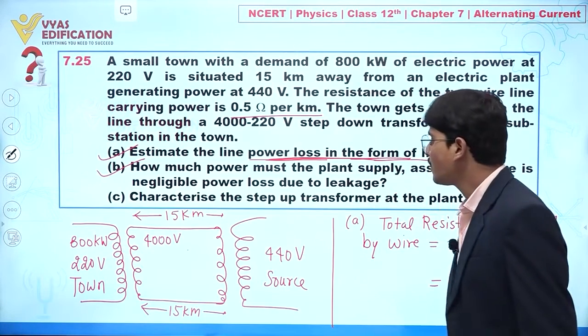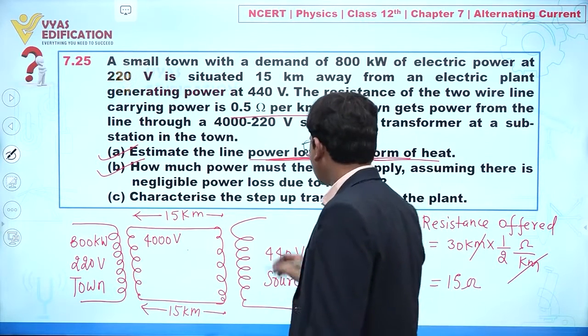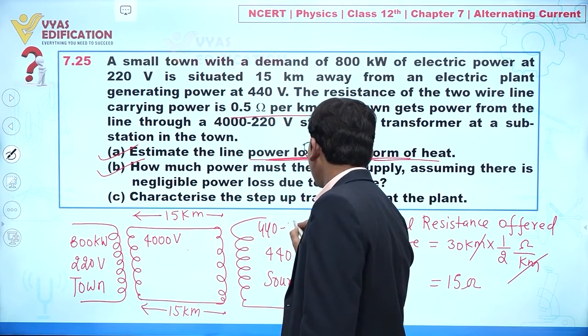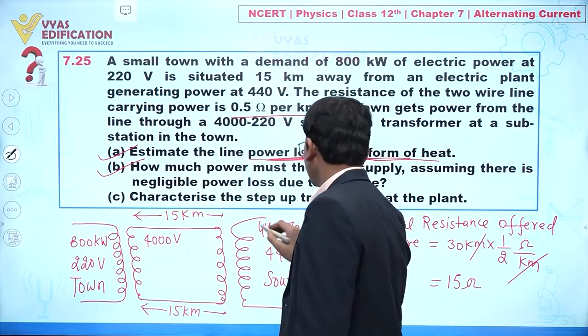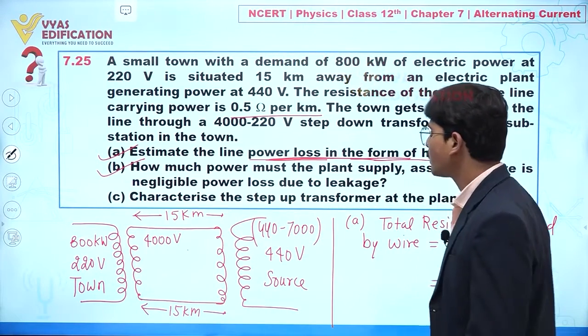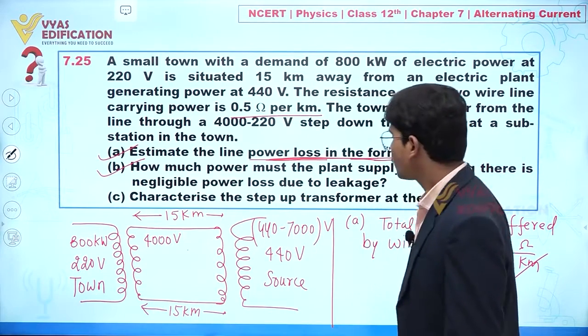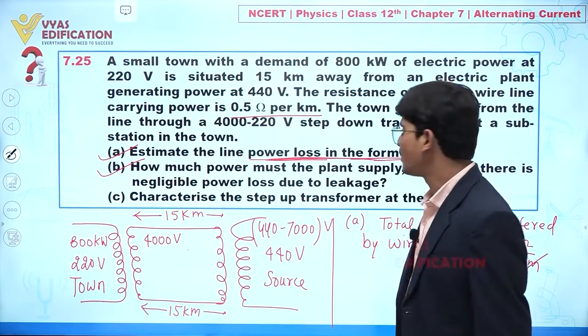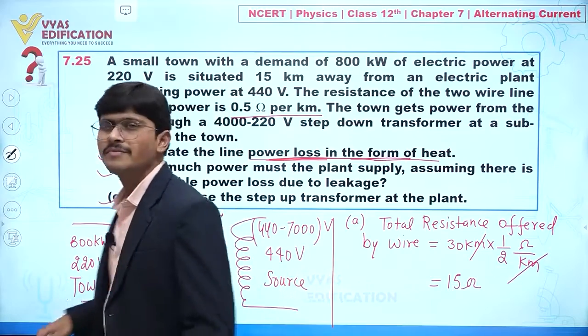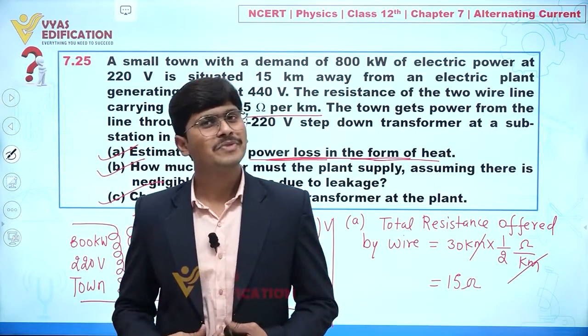It means if I am talking about the step up transformer, it should have 440 and 7000 volt; that is the input required. So this is the rating of the step up transformer. This is all about part C, and this is all about this question.